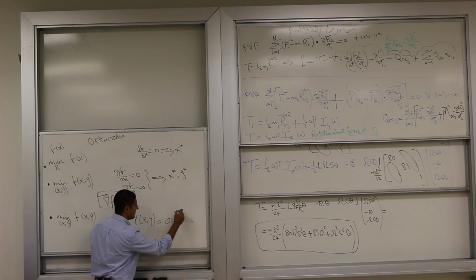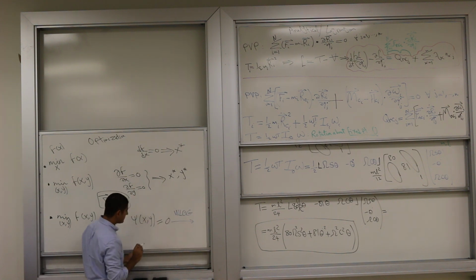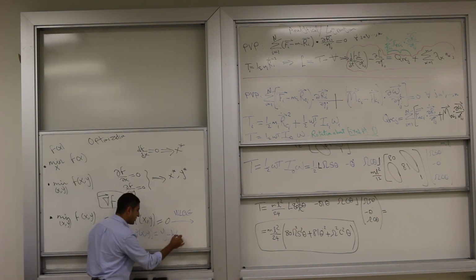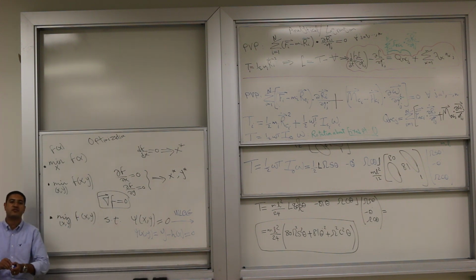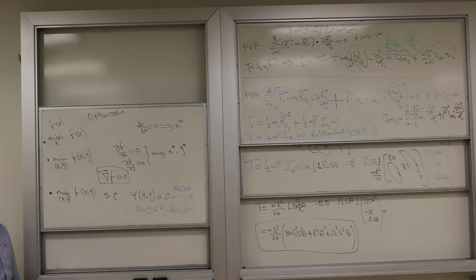Mathematicians will relate without loss of generality. Without loss of generality, your constraint can be written in this form: y minus h of x is 0. You can try to play with your constraint to get one variable in terms of the other, right? y as a function of x. y equals h of x. So y minus h of x equals 0. This is your constraint. Okay?